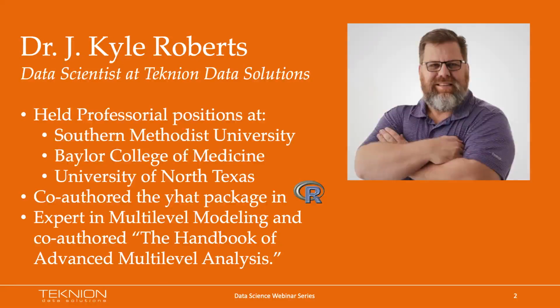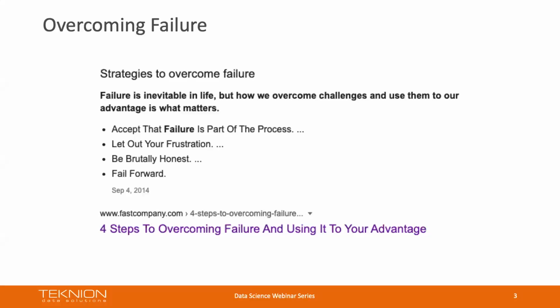Anyway, let's talk about what we're looking at when we talk about model failures. I was playing around the other day, looking at Google on overcoming failure just as a joke, and I actually thought this was pretty good advice. If you type in overcoming model failure, the first thing that comes up in Google is a website called Fast Company with 4 steps to overcoming failure and using it to your advantage. And I love their 4 steps, where the first is to accept that failure is part of the process. Boy, that's the first one and the most important one.